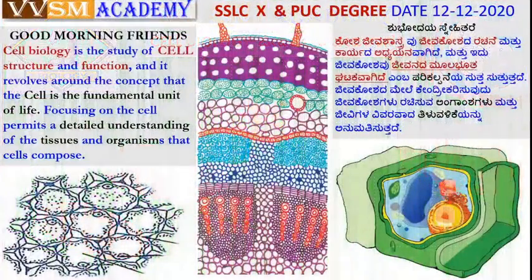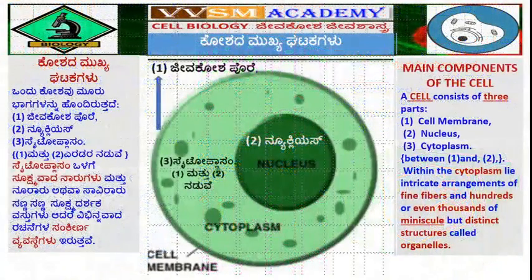Cell biology is the study of cell structure and function, and it revolves around the concept that the cell is the fundamental unit of life. Focusing on the cell permits a detailed understanding of the tissues and organisms that cells compose. A cell consists of three parts, as I told you: number 1, the cell membrane; number 2, the nucleus; number 3, the cytoplasm. Within the cytoplasm lie intricate arrangements of fine fibers and hundreds or even thousands of minuscule but distinct structures called organelles.